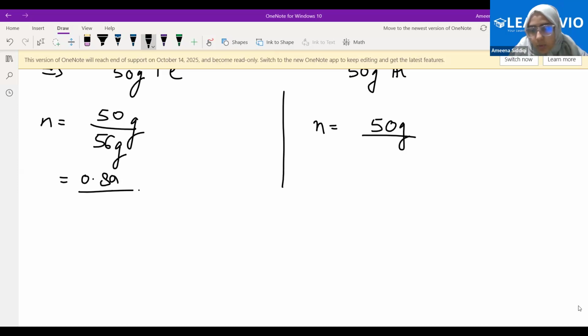The atomic mass of aluminium is 27 U, and when we take the molar mass, we simply replace U by G. Therefore, the mass of 1 mole of aluminium will be 27 grams. We have the given mass and the molar mass, so we can calculate how many moles we have by dividing the given mass by the molar mass. Grams cancel. 50 divided by 27.